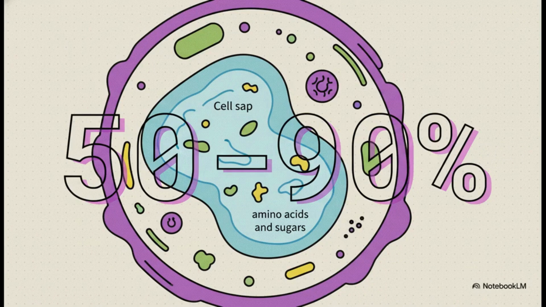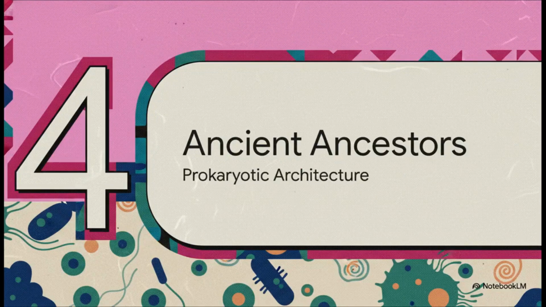To put this into perspective, in a mature plant cell, this single, massive storage sac can take up 50 to 90% of the cell's entire volume. That is huge. It's full of cell sap and maintains the turgidity, or stiffness, of the cell, while also storing crucial stuff like amino acids and sugars. Section 4. The Ancient Ancestors.